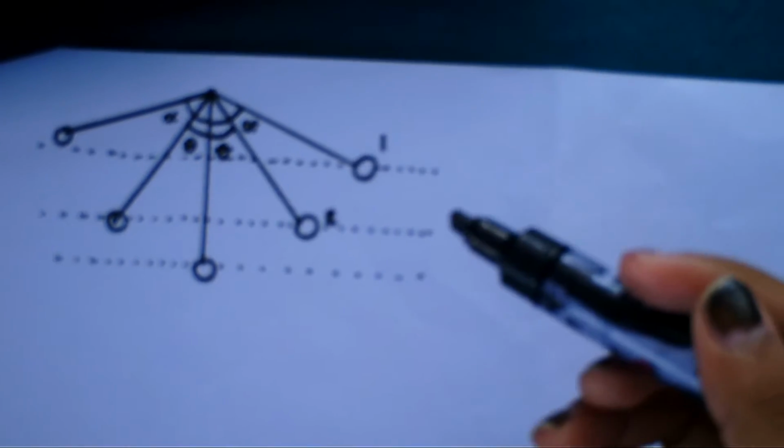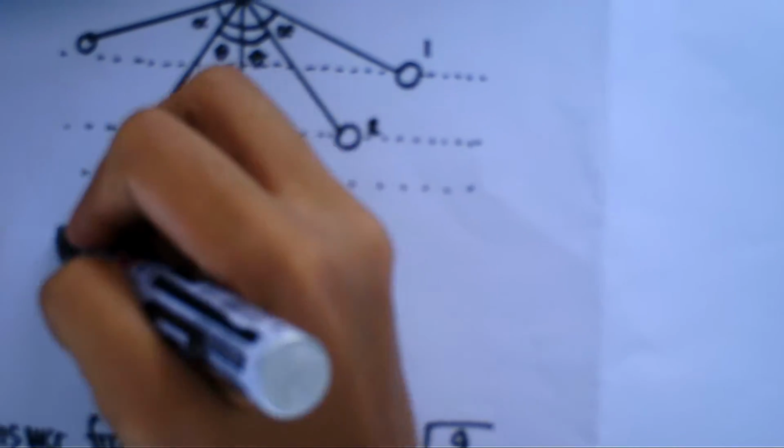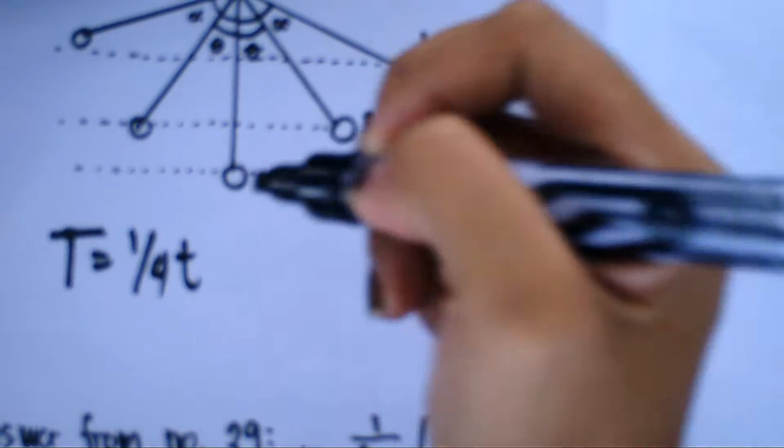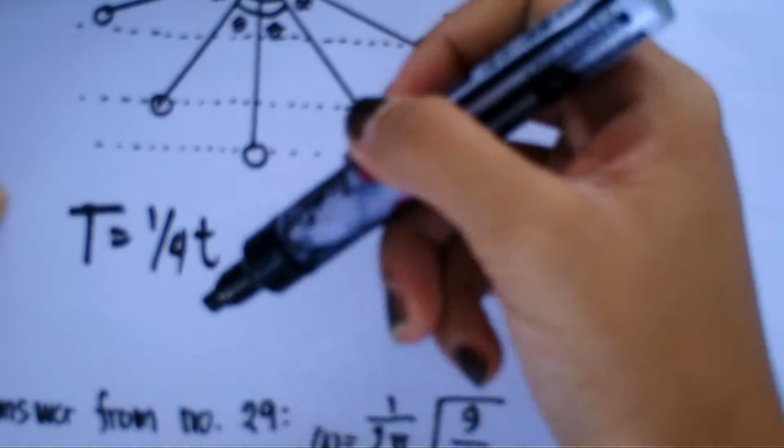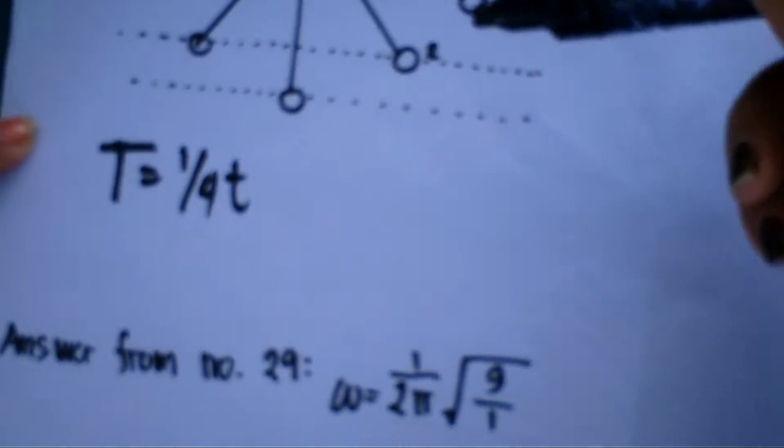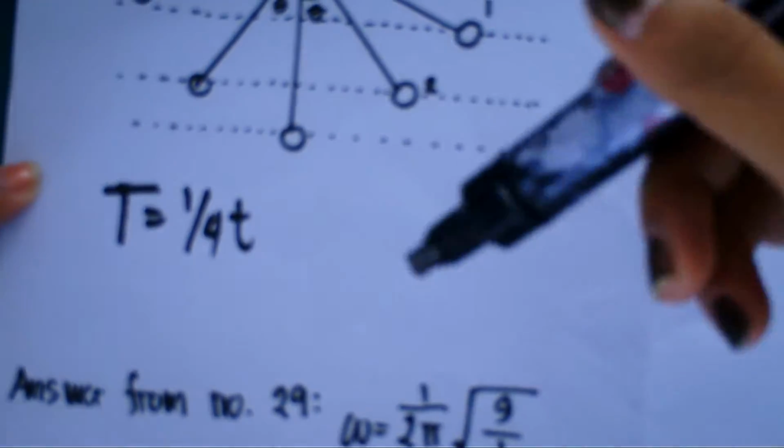Therefore, in accordance with answers number 29 and 30, in order to get the period of such, we have to multiply it by 4, because the period from 29 to 30 is just a fourth of the real period of the pendulum that we are concerned about.